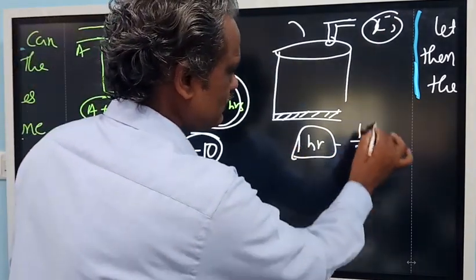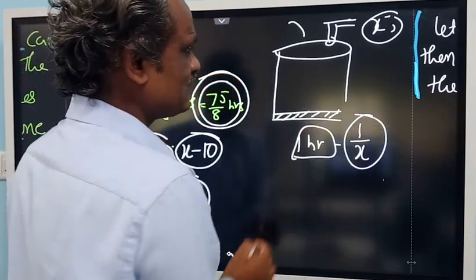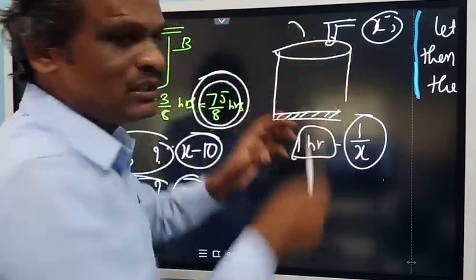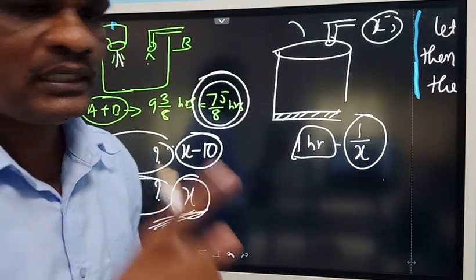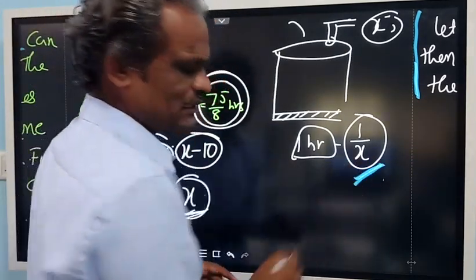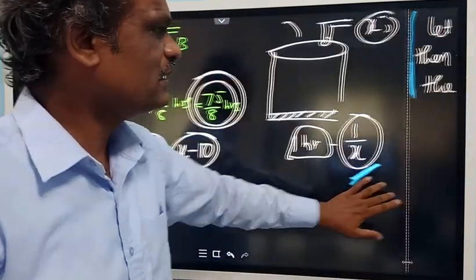1 by X. 1 by X. So it fills 1 by X. See, the complete tank will be filled in X hours, means in 1 hour it fills only 1 by X part. So let us write it here.